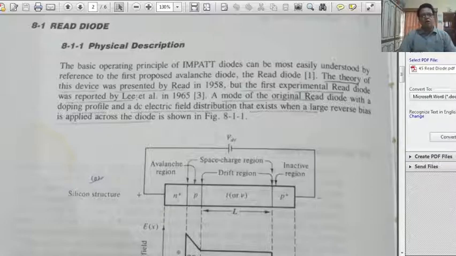Today we are going to discuss the topic Reed diode. As we discussed in the last video lecture, these are avalanche transit time diodes. So let us start. What is the physical description of a Reed diode?